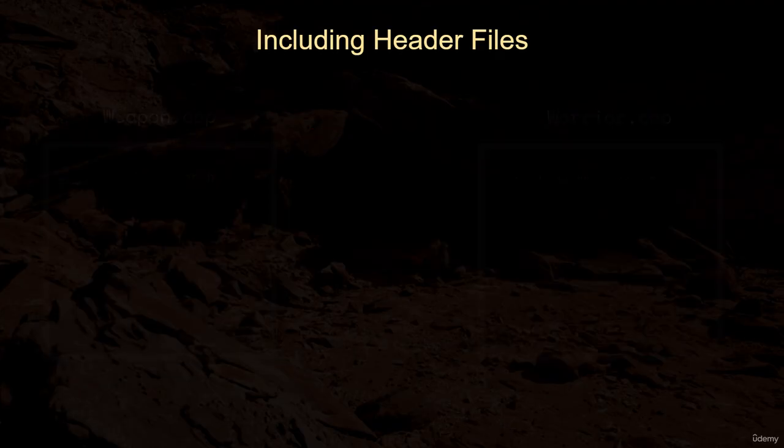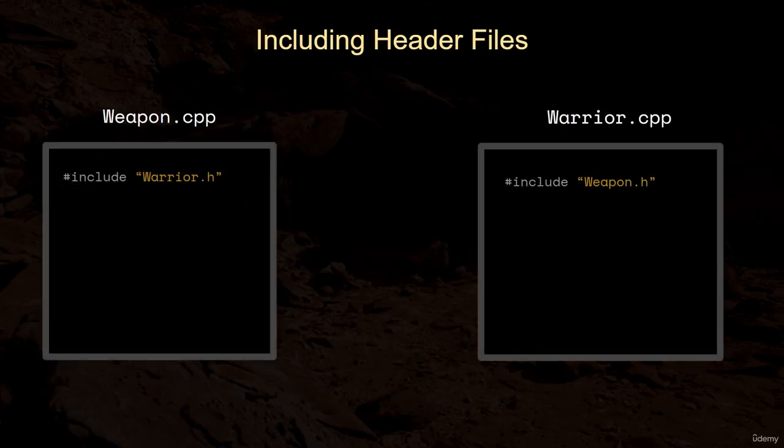Now the solution to this is simple. All we do is include warrior.h in weapon.cpp. Weapon.cpp isn't going to be included anywhere, so we don't have the risk of circular dependencies. Likewise, we include weapon.h in warrior.cpp. This is totally fine. We can include warrior.h in weapon.cpp because warrior.h does not include weapon.h. We place that include in warrior.cpp, which is not being included anywhere. So this prevents circular dependencies, and this will compile just fine.